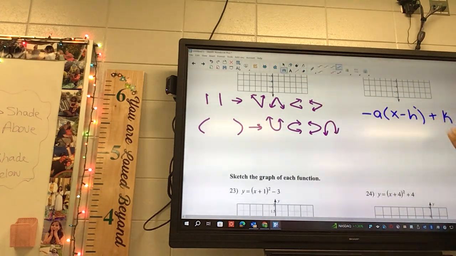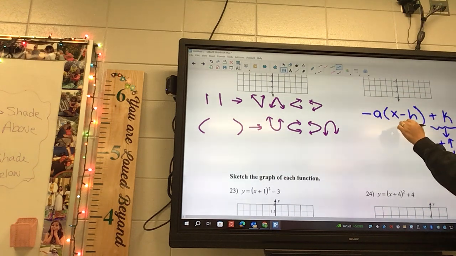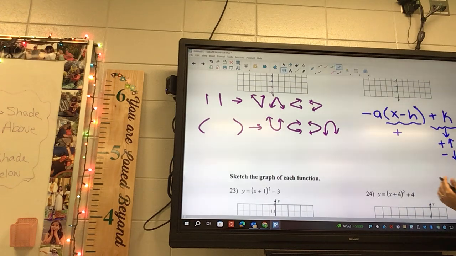Okay, so out here on the outside, if it's a plus, we're going up however many units. If it's a minus, we're going down. On the inside of the parentheses or bars, if it's a plus, we're going to the left. If it's a minus, you're going to the right.